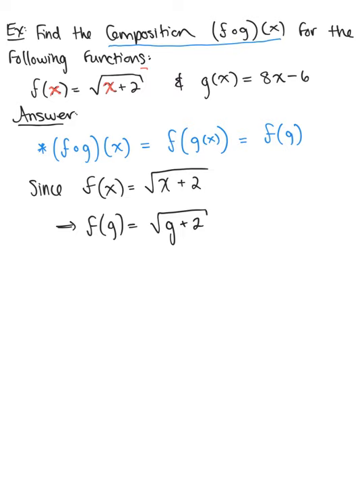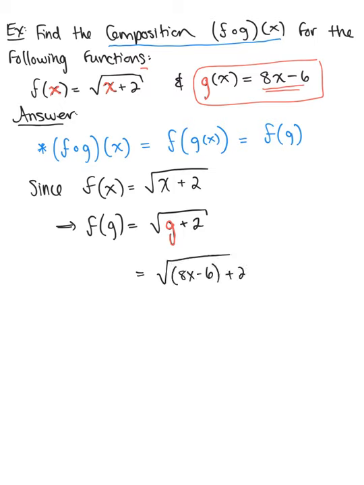So now we want to go ahead and substitute our function g back in. So we are going to replace the g with 8x minus 6. So this will become the square root of 8x minus 6 plus 2, and I use parentheses here for safety. Since there's no constants or negatives on the outside, I can drop them, leaving me with the square root of 8x minus 6 plus 2.